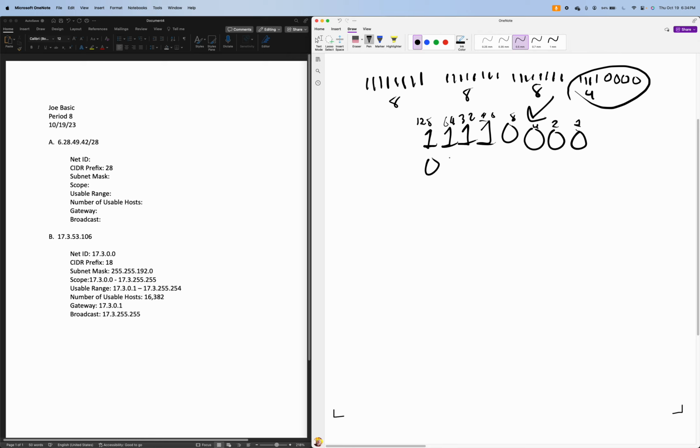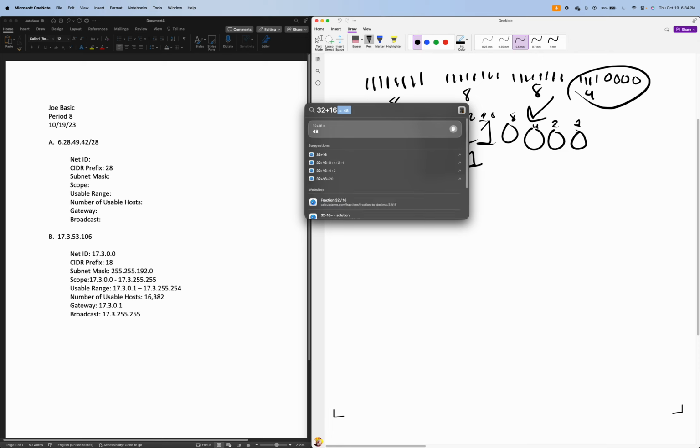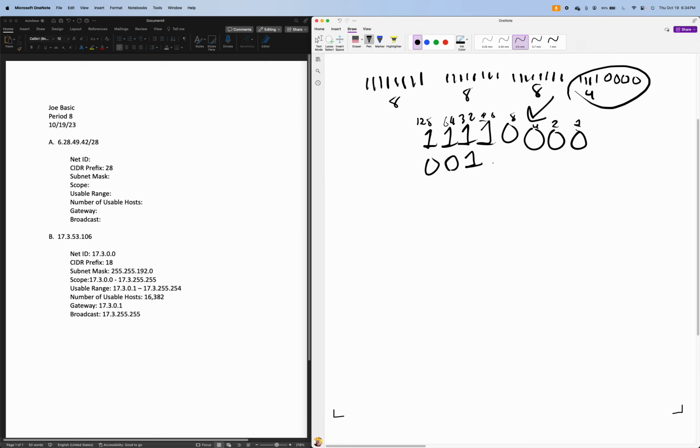So it does not include 64, it includes 32, and 32 plus 16, let's see what that is right now. It's 48, so we do not include 16. 32 plus 8 is 40. Plus 4 is 44. Plus 2 is 46, no, 42, and we're at our number.